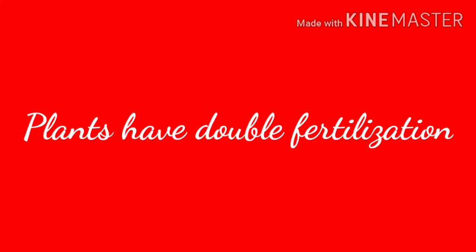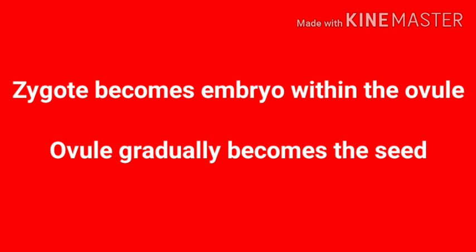Here inside the ovary, the zygote and endosperm are formed. Here fertilization happened twice, right? So we can say that plants have double fertilization, for the formation of the zygote and endosperm. Then the zygote divides several times to form an embryo within the ovule. The ovule develops a tough coat and is gradually converted into a seed.